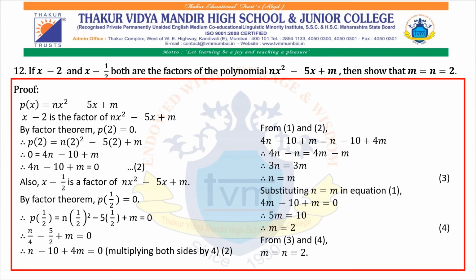From 1 and 2, 4n minus 10 plus m is equal to n minus 10 plus 4m. Therefore, 4n minus n is equal to 4m minus m. Therefore, 3n is equal to 3m. Therefore, n is equal to m. That is equation number 3. Substituting n is equal to m in equation 1. So, 4m minus 10 plus m is equal to 0. Therefore, 5m is equal to 10. So, m is equal to 2. That is our equation number 4. So, from 3 and 4, m is equal to n is equal to 2 is proved.